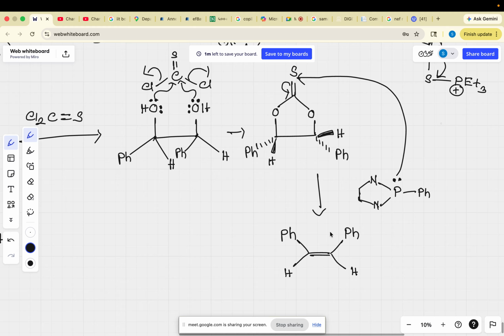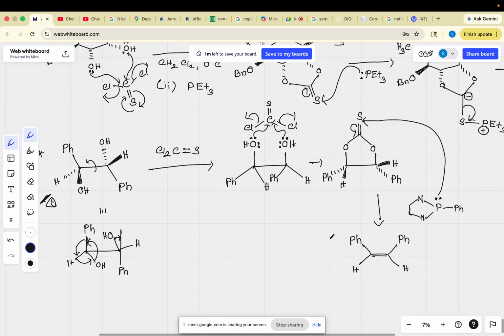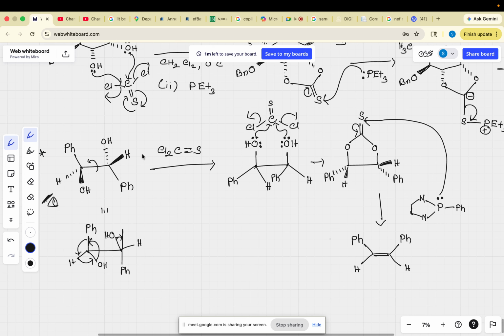Clear? Any doubt? You can write down the reagent here only. Yes sir. Okay, you can write down the reagent here because this is a previous year question.